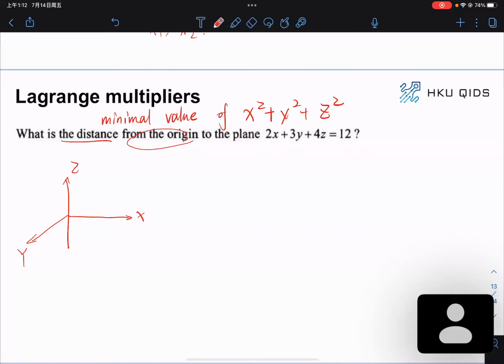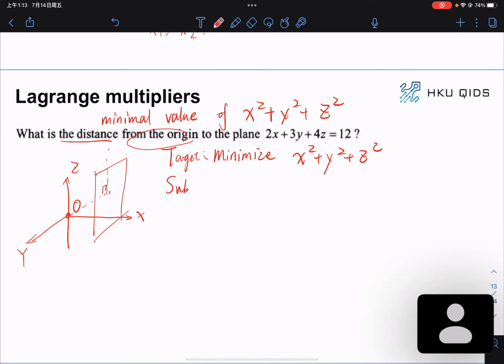x, y, z, this is the origin, right? So if we are going to some kind of plane, this one must be orthogonal. Okay, so we are trying to minimize. Okay, this is our target. The target is to minimize x squared plus y squared plus z squared subject to g: 2x plus 3y plus 4z minus 12 equal to 0.